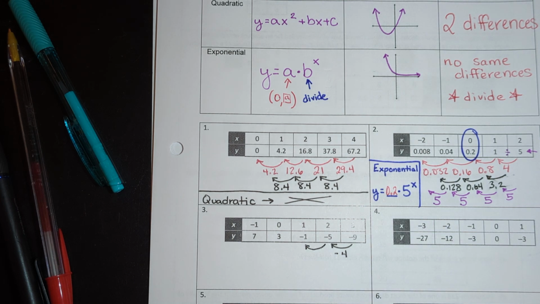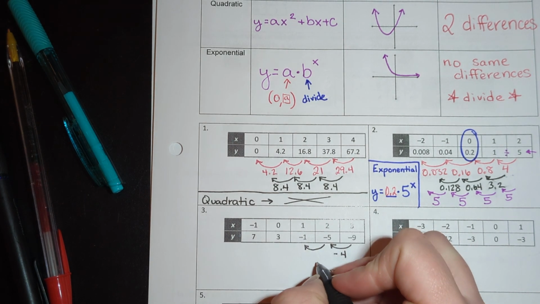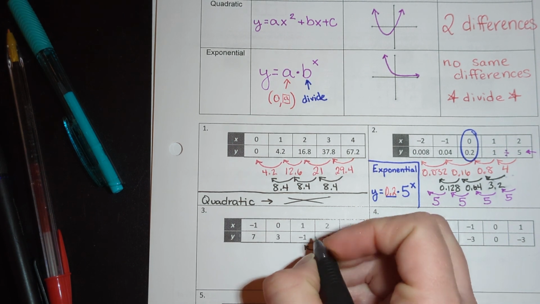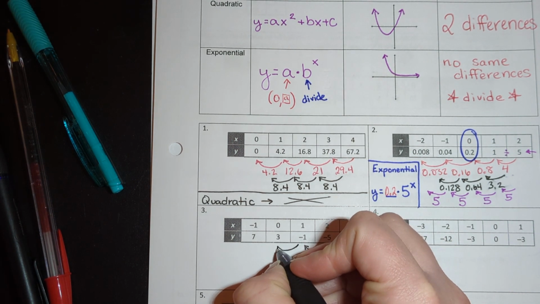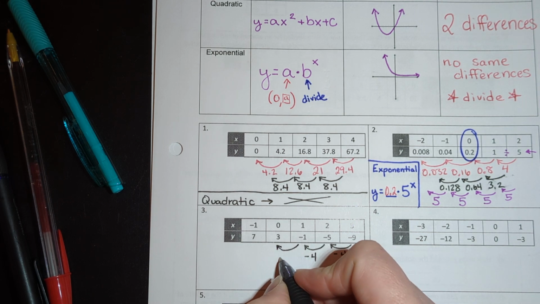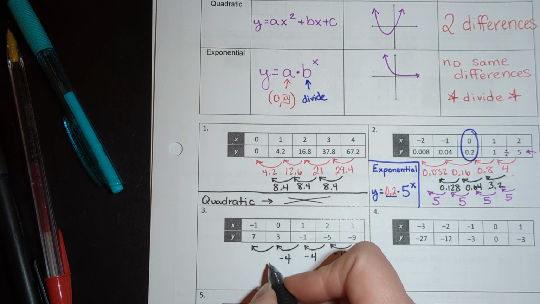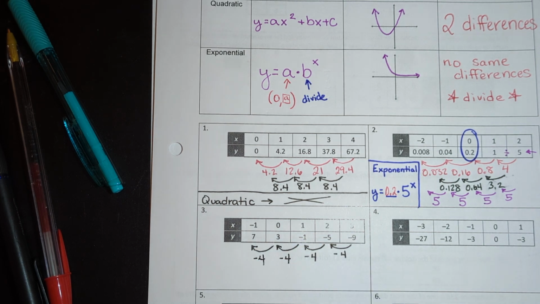-5 minus -1. -4. Okay. Miles, -1 minus 3. -4. Lana, 3 minus 7. All right, did you all get the same number?